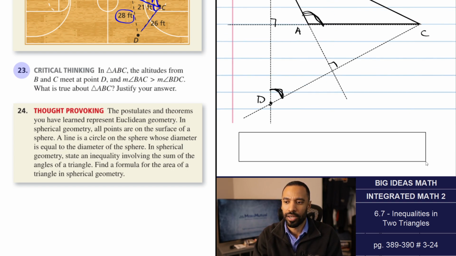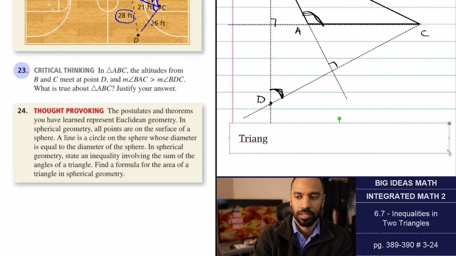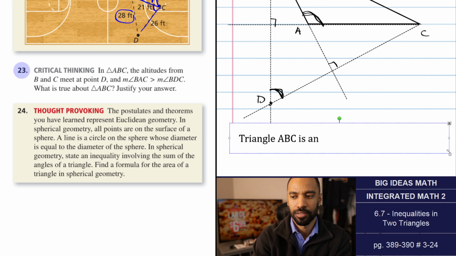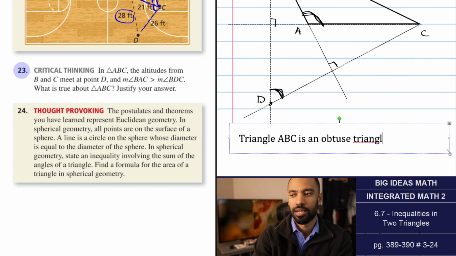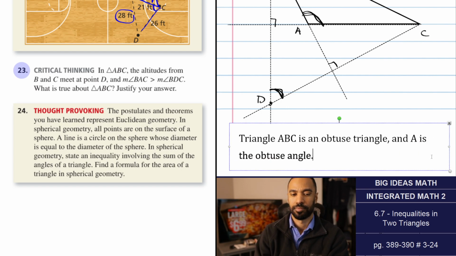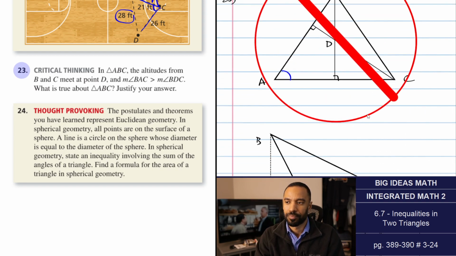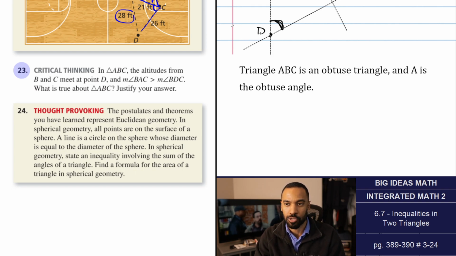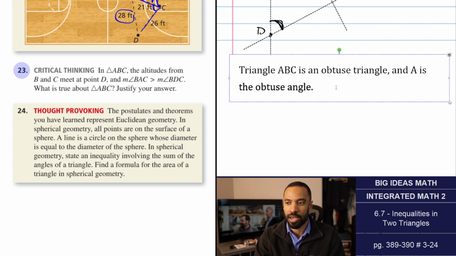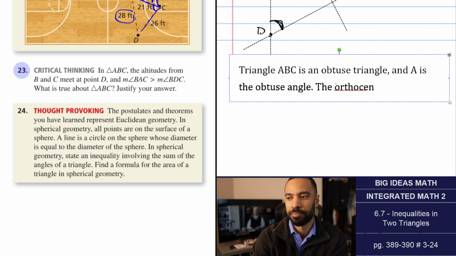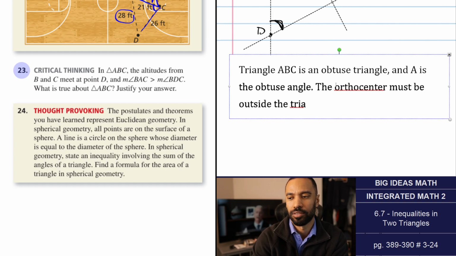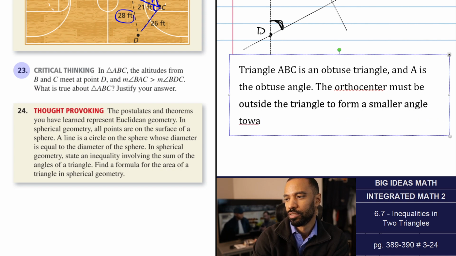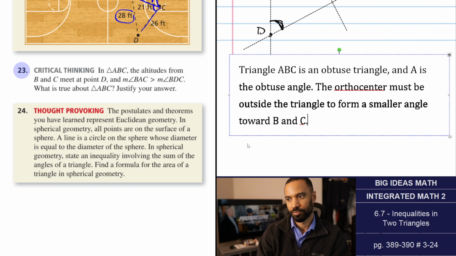Two things. One, triangle ABC is an obtuse triangle. Two, A is the obtuse angle. My justification is just kind of in the drawing there. If it was a right angle, A and D would be the same angle measure. They'd be 90 degrees. That's where the orthocenter would be. The orthocenter must be outside the triangle to form a smaller angle toward B and C for D.